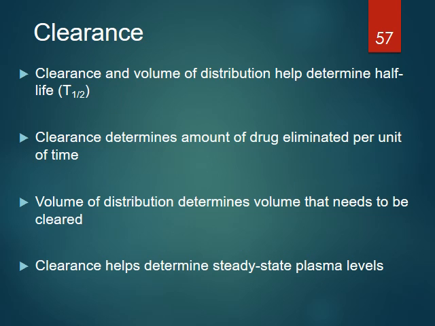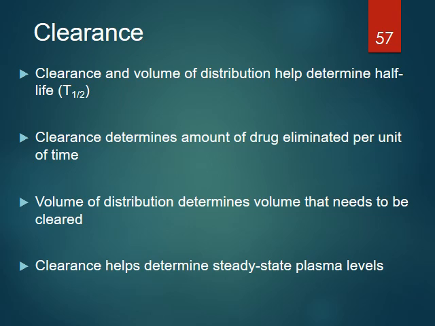So clearance is going to be really important because it works in conjunction with volume of distribution to help us determine what the half-life of a drug is. We'll talk more about this in just a little bit, but half-life is essentially the amount of time it takes to cut a drug's serum concentration by half. And again, clearance is basically determining the amount of drug that's being eliminated per unit of time based on the actual flow that's going through whatever organ it is being cleared from.